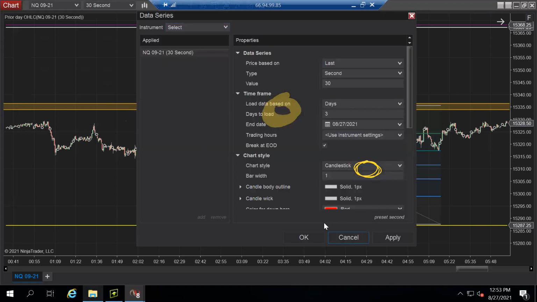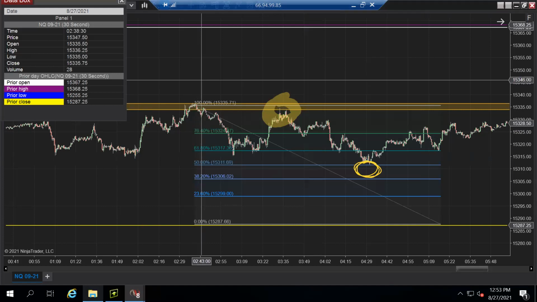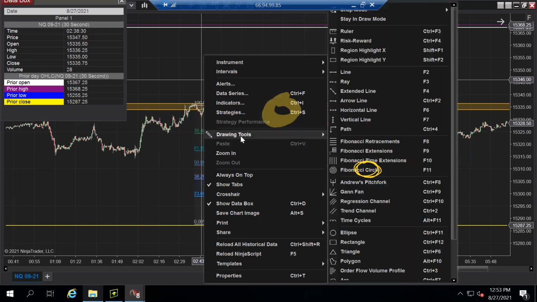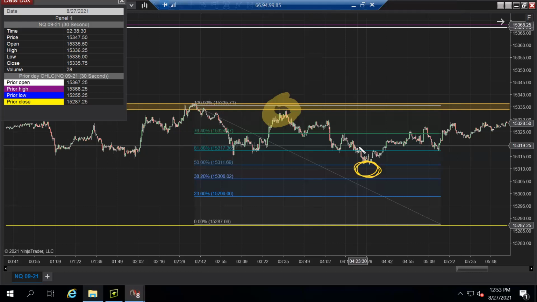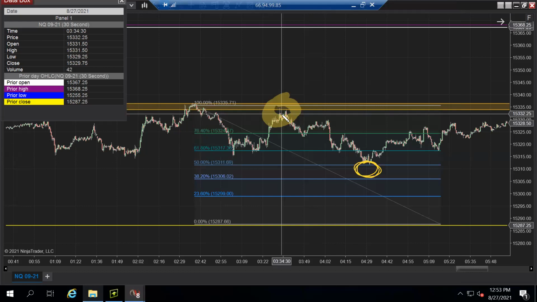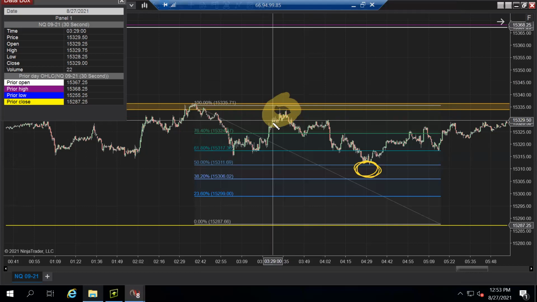Sorry about that. The risk calculator, is that under drawing tools? Okay, and then it's going to be towards the top, I believe. Risk reward. Yeah. So we're going to put an entry. We're going to left click at 15,325, because this is going to be the area where we take our entry.